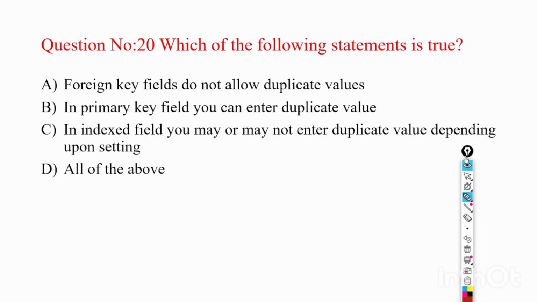Tuples, as we already know, are nothing but the rows. Then what is the record? Record is also nothing but the rows. Okay, move on to the next question.